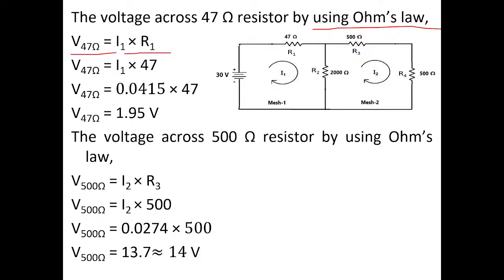It is I1 into R1. What is R1? 47 ohms. What is I1? I1 is 0.0415 amperes. I didn't consider milliamperes; I have considered amperes. 0.0415 into 47 is 1.95 volts. Okay, it is 1.9 volts.